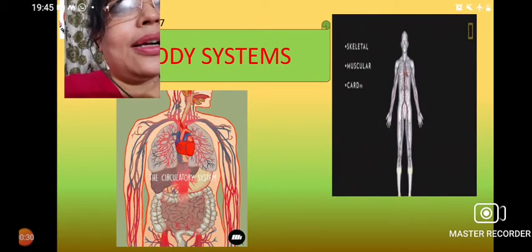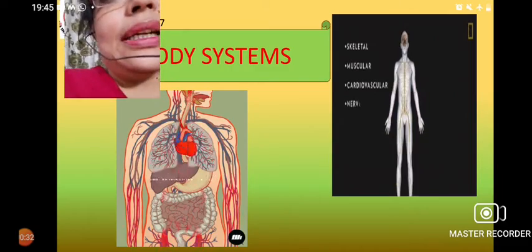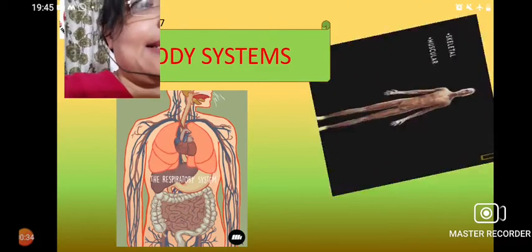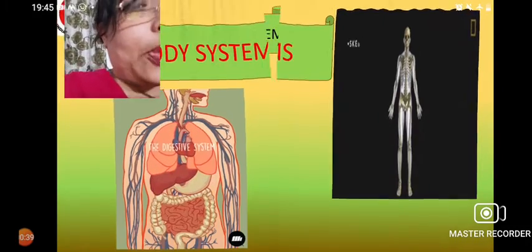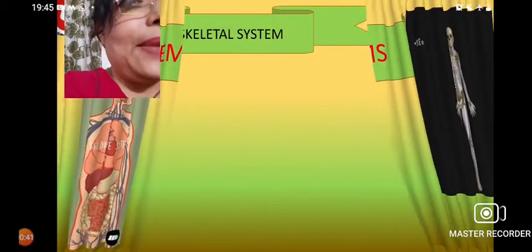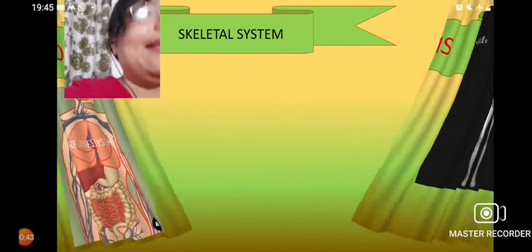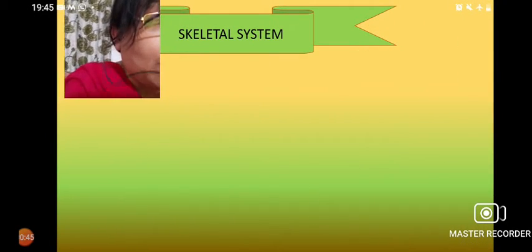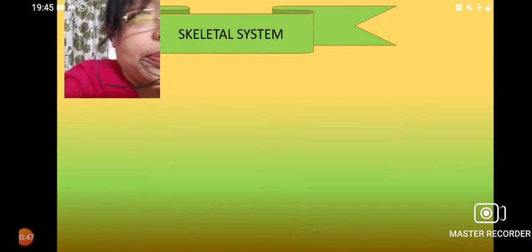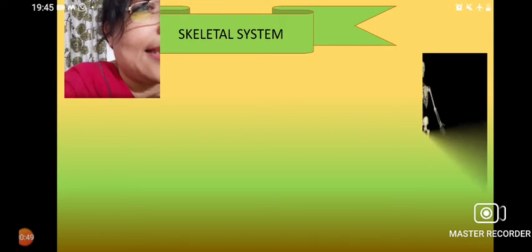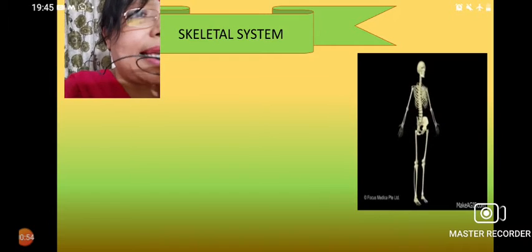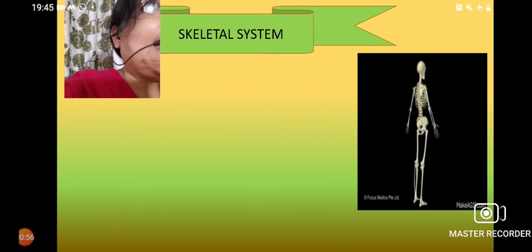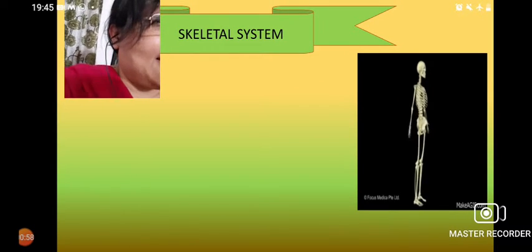So today we will learn about the skeletal system, in which we will learn about the bones and the structure of the bones. First is the skeletal system. The bony framework of the body is known as the skeletal system. To be very precise, if you see a skeleton, that is entirely the skeletal system.